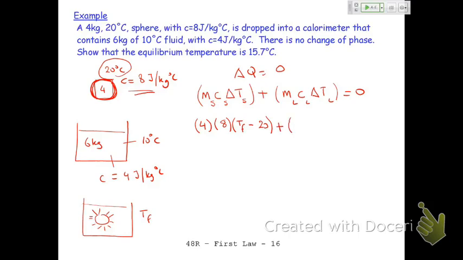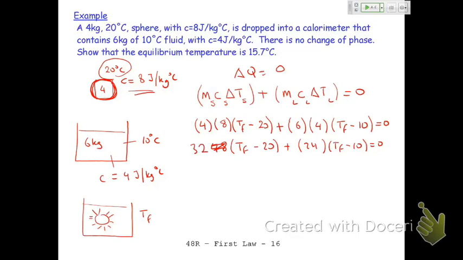Plus the mass, which is 6, times the specific heat, which is 4 for the liquid, times the temperature change, and the temperature change is always T final minus T initial, which is 10 in this case. So this will be 48 times TF minus 20, plus 24 times TF minus 10. That should be 32: 4 times 8, 4 8's are 32.